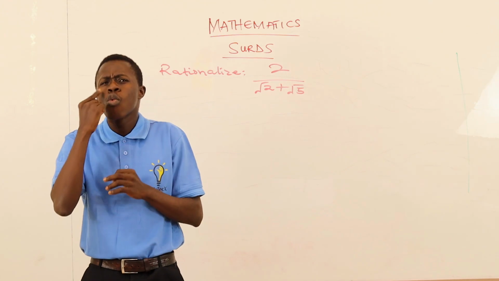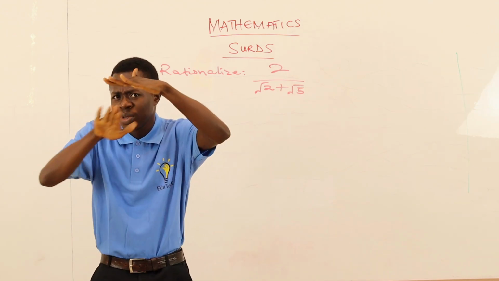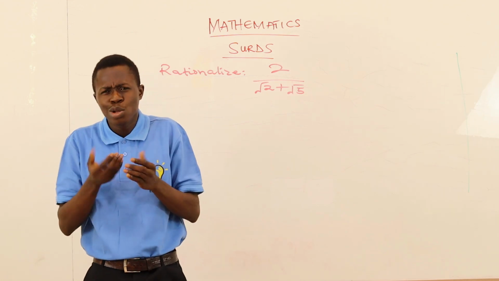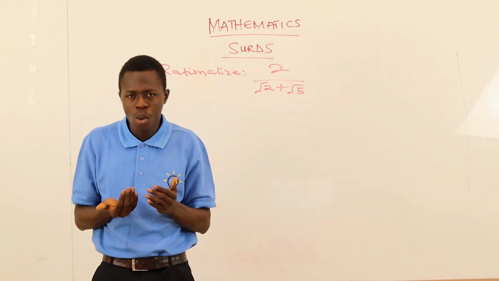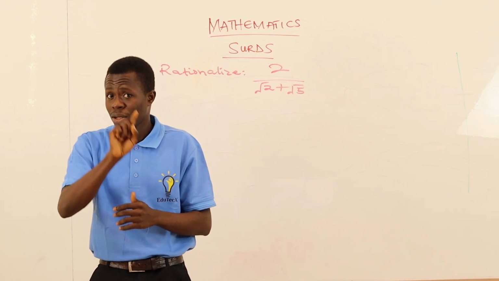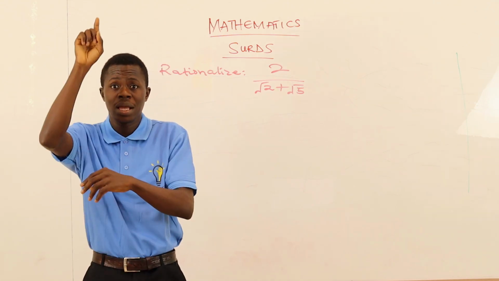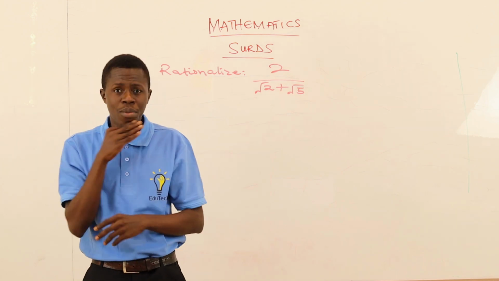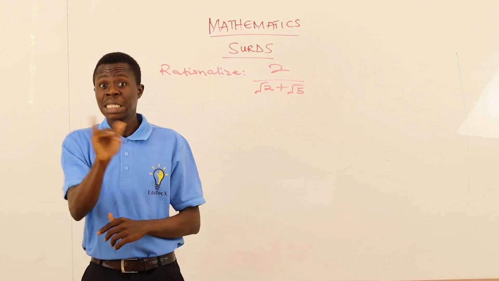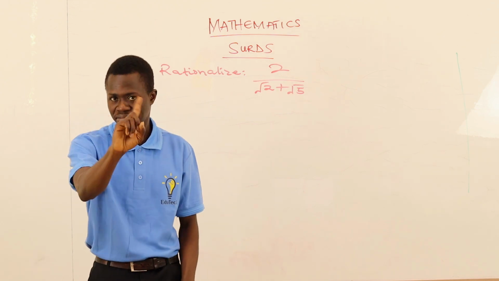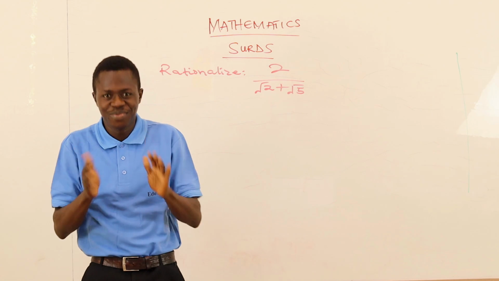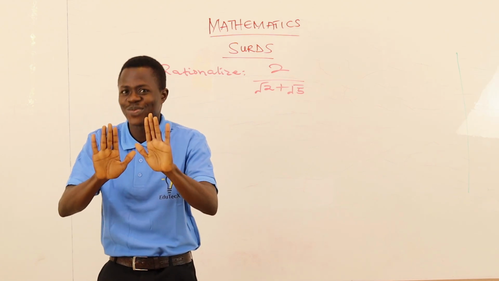So let me ask you a question. If you see a denominator where we have one square root and the other square root, what do we do? Because you remember that in the previous lesson, we said that when you have a surd as a denominator, you multiply the numerator and the denominator by that surd. But are we going to use the same method in this particular example? No. So the question is, how do we do that?